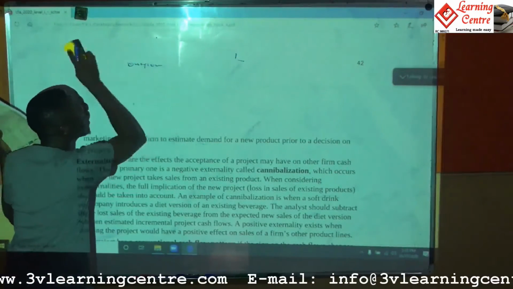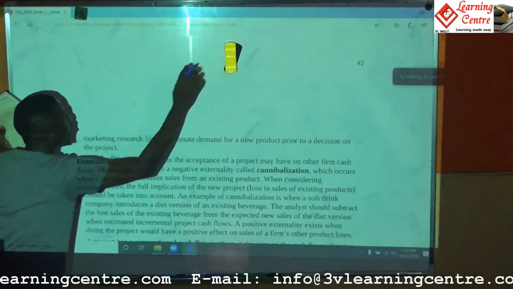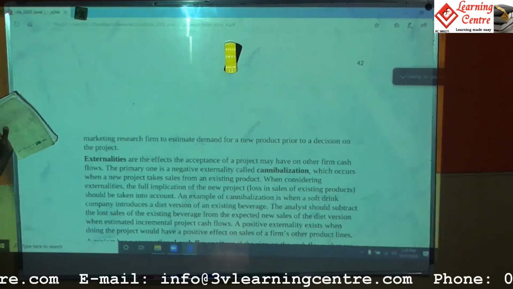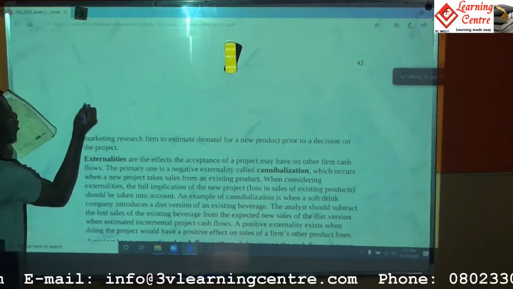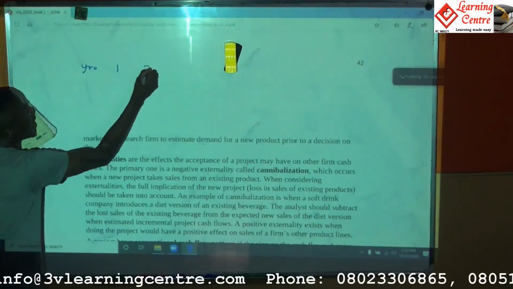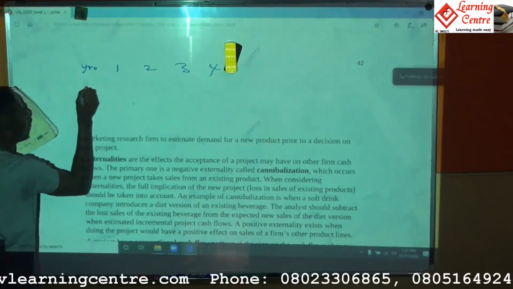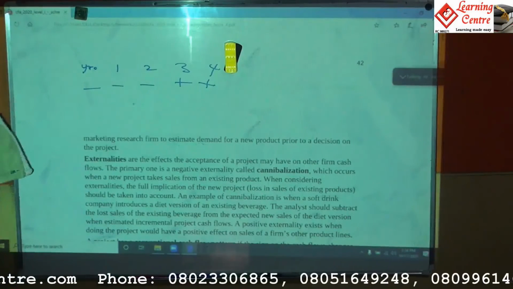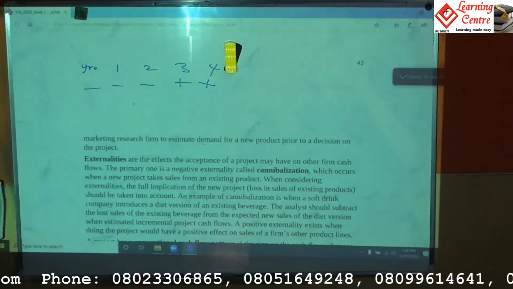So let me now give you a typical example. Then I want you all to just judge the cash flow. So you see something like this in your year 0, year 1, year 2, year 3, year 4. Is this conventional or non-conventional cash flow? Just know it in your mind first, then I will now ask.